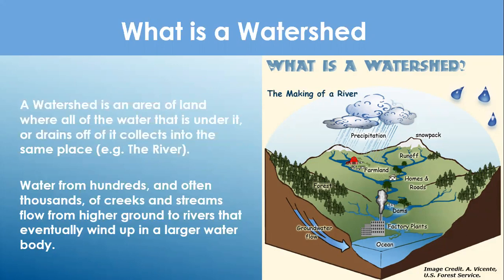Human interaction with watersheds produces contamination and pollution that make their way into our larger bodies of water. This is how our debris and plastic make its way into our oceans. In fact, 80% of ocean plastics come from land-based sources.